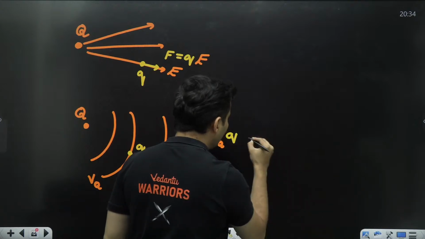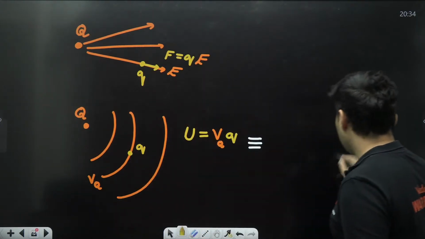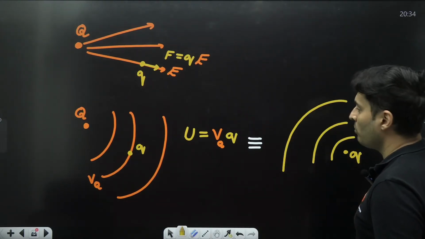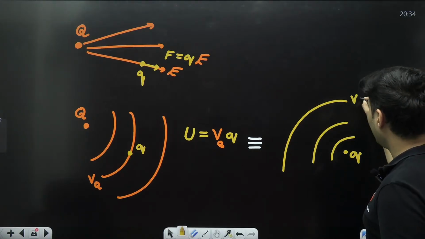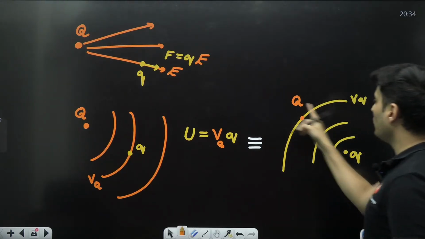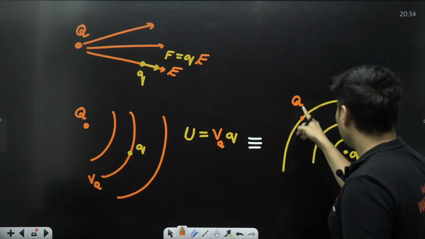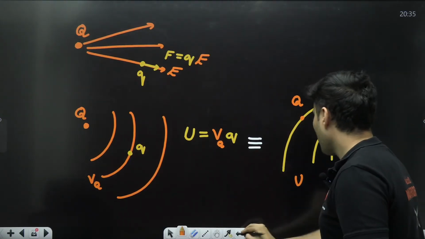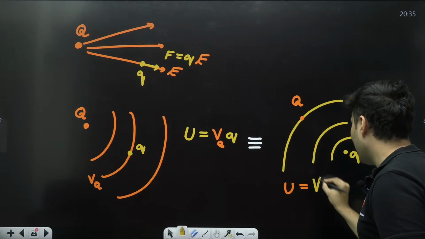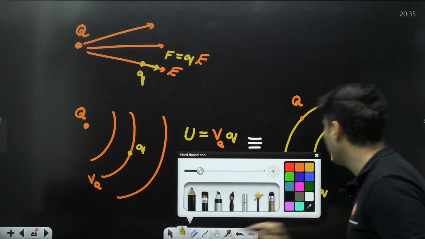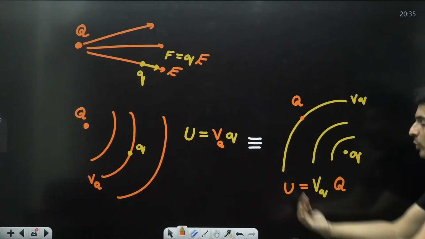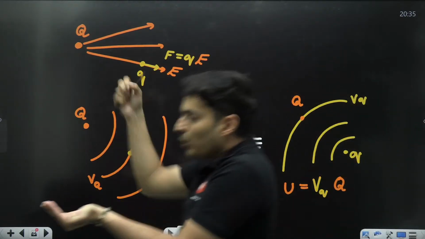Alternatively, you can think of it the same way: imagine this charge was here creating its own potential, say the potential at some point is VQ, and then you place the other charge over here. Then the energy of that particular system will be the potential at that point due to the first charge multiplied by the second charge. These both are one and the same thing. It depends on whose potential you are seeing and who you are placing. That's all.